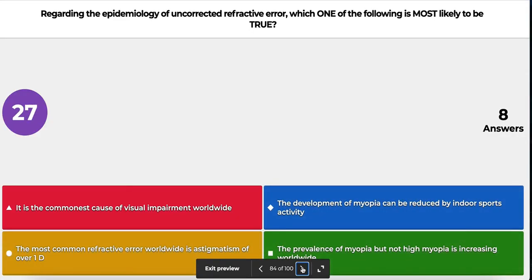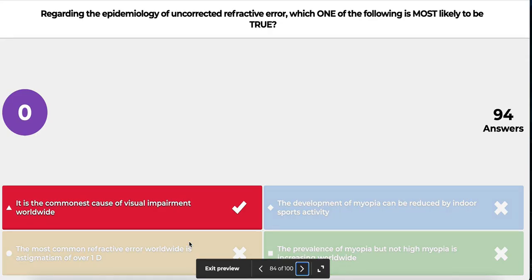Okay, let's move now to the next question, asking about the epidemiology of uncorrected refractive error, which is most likely to be true. It is the commonest cause of visual impairment worldwide, or the development of myopia can be reduced by indoor sports, or the most common refractive error is astigmatism over one diopter, or the prevalence of myopia but not high myopia is increasing worldwide. So the correct answer is that it is the commonest cause of visual impairment worldwide.